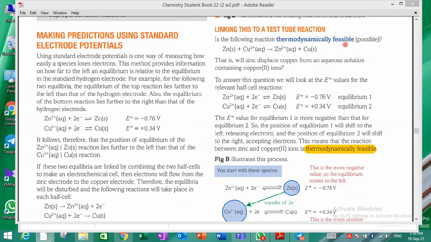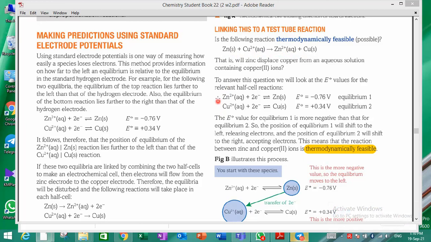Feasible means possible or favorable. We can say feasible or we can say favorable. And they gave us this reaction: zinc metal plus copper ions gives zinc ions plus copper metal. They want us to predict whether this reaction will take place or not, whether it is feasible or not. So what are we going to do?